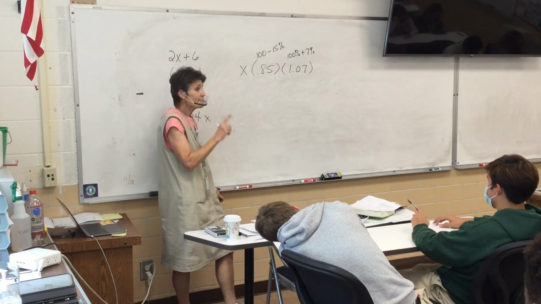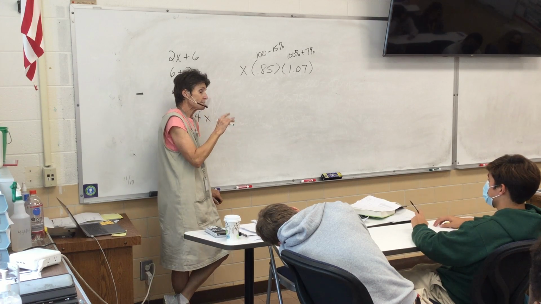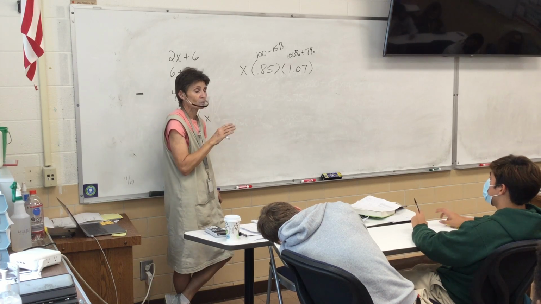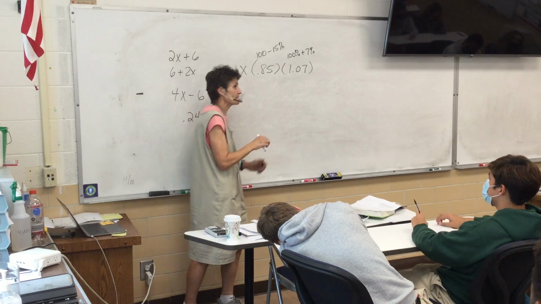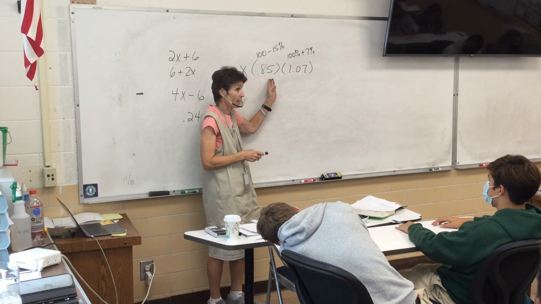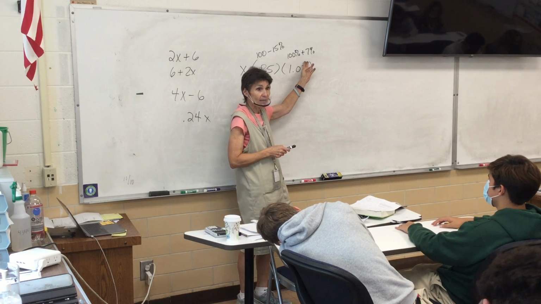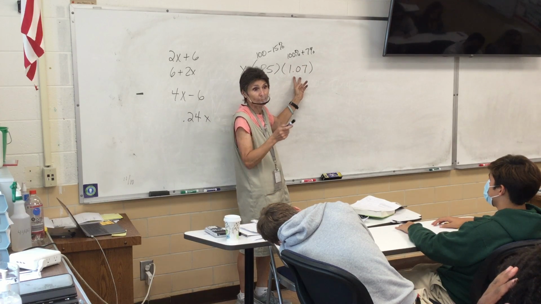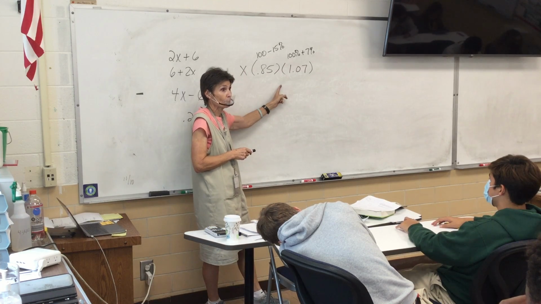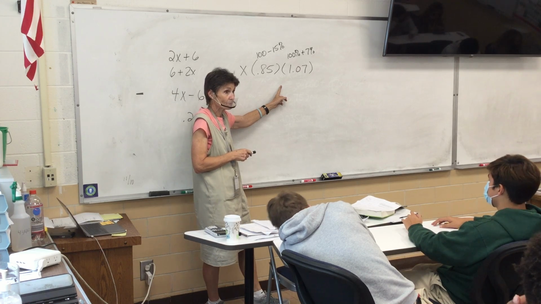So the way the cash register does this, it doesn't multiply and subtract and then multiply and add. That's not the way it works. The cash register says, okay, I'm taking off 15%, so I'm multiplying by 0.85. I'm adding on another 7, so I'm multiplying by 1.07. And that would be the way you would set the problem up. Does that make sense?